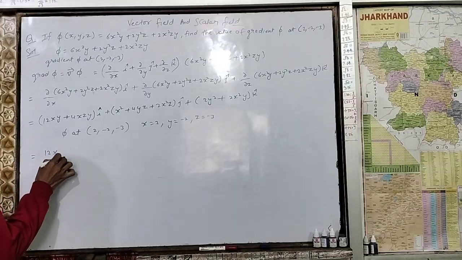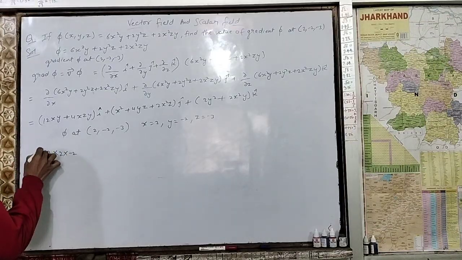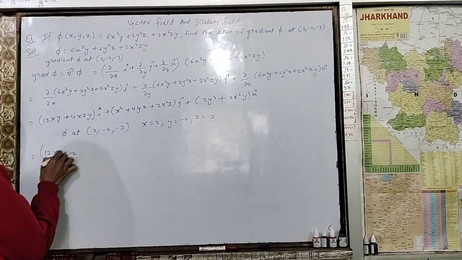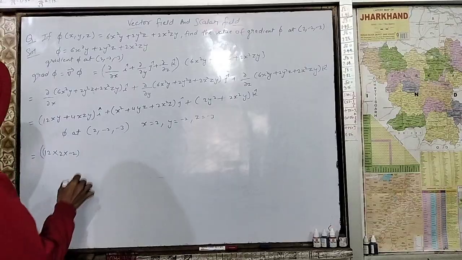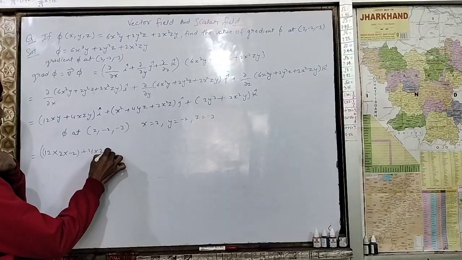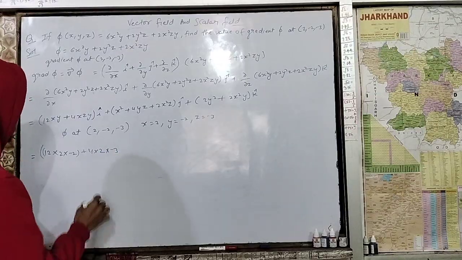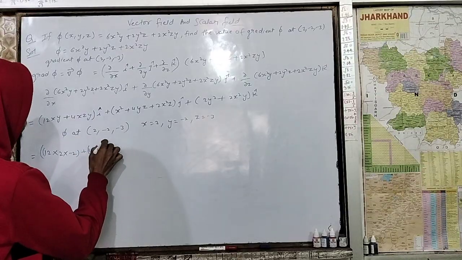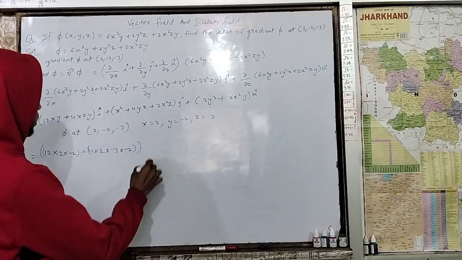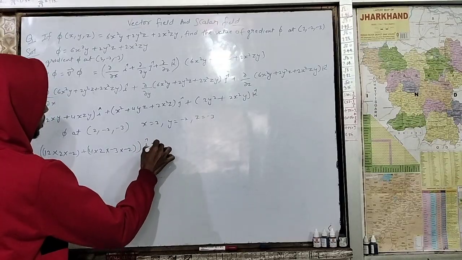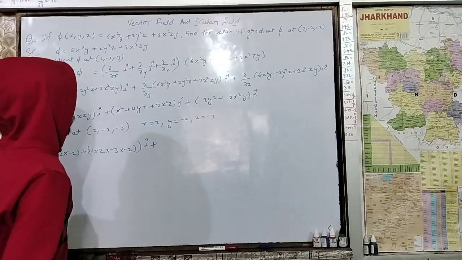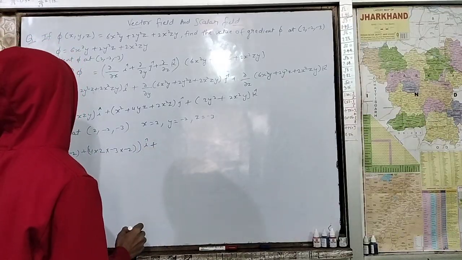So 12 multiplied by 2 multiplied by minus 2, hold on, 2, plus 4 multiplied by 2, multiplied by minus 3, and the value of y is minus 2. Till here it is crystal clear. i cap plus i cap plus, okay, no problem.